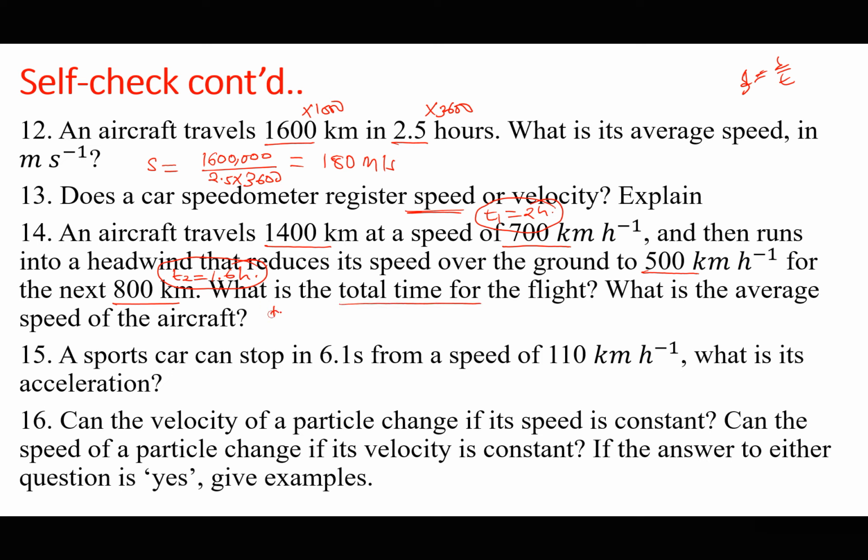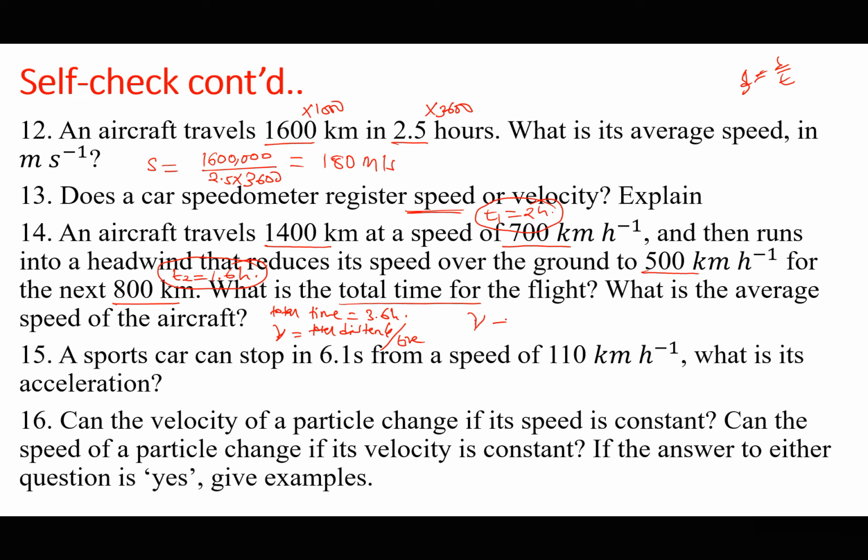So total time is going to be 3.6 hours. That is the total time. Then for the average speed, the average speed is equal to total distance divided by total time.